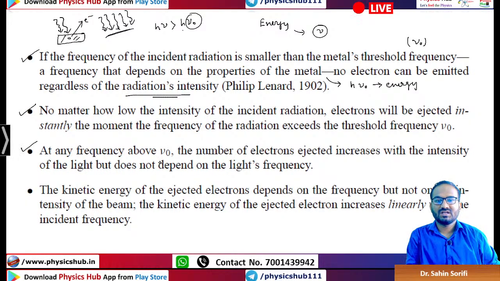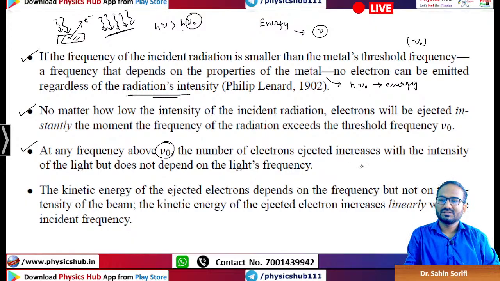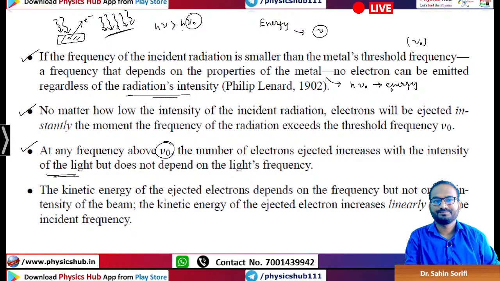At any frequency above nu 0, this is the threshold frequency, number of electrons ejected increases with the intensity of light. Let's say you have sent 2 photons, and the energy of the photon is above the threshold energy. Then instead of 2 you are giving, let's say, 10, then obviously the photocurrent will increase, because you are increasing the intensity.